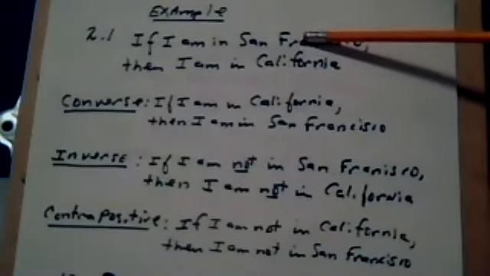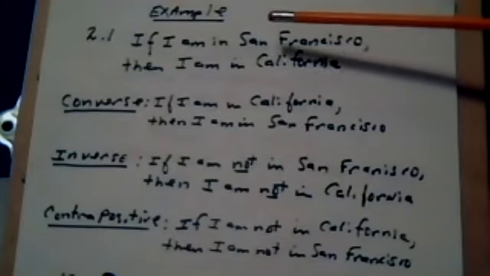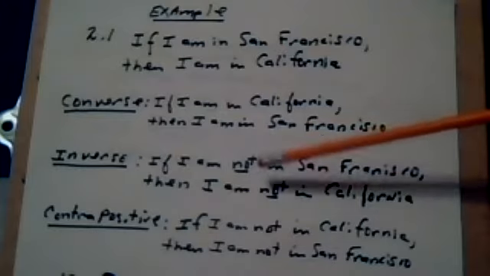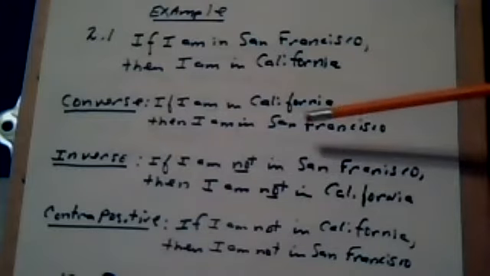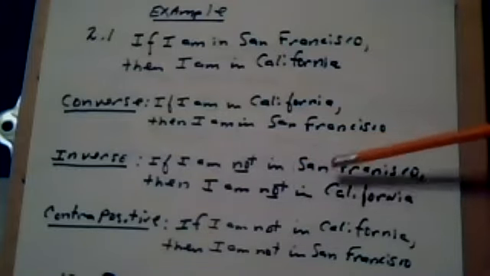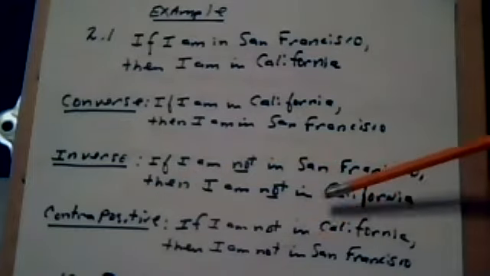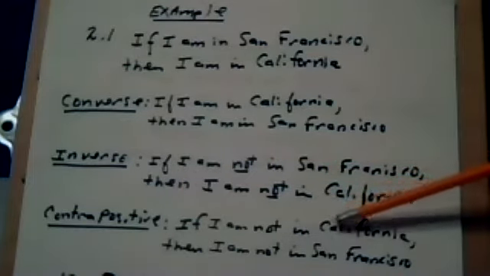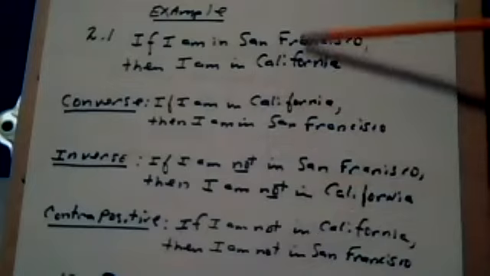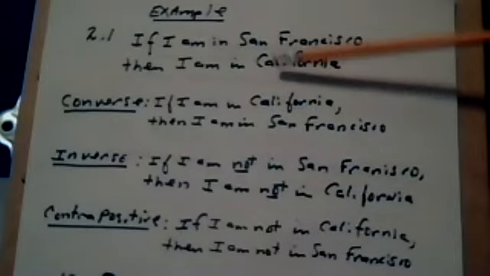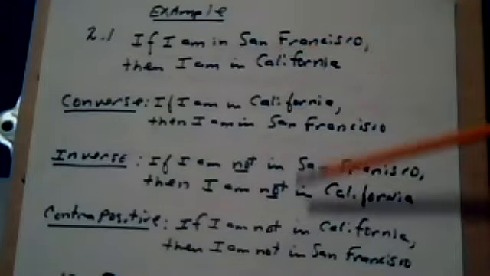For the inverse, leave it as the given, but just insert not. The given had San Francisco first and California second, but now each has a not in front of it. If I am not in San Francisco, then I am not in California. And for the contrapositive, remember you switch it around and insert. So San Francisco and California switch, and on top of that, we insert a not.